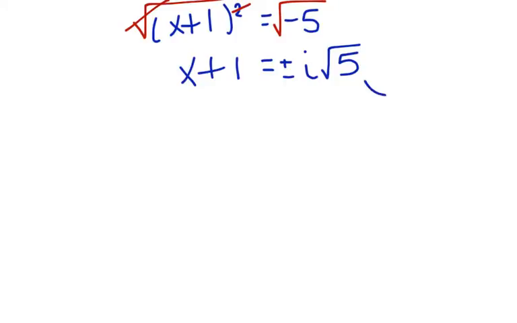Now normally, if this number was not a prime number like 5 is, I would simplify it. I would do a factor tree. In this case, I don't have to do that because that is simplest radical form already.